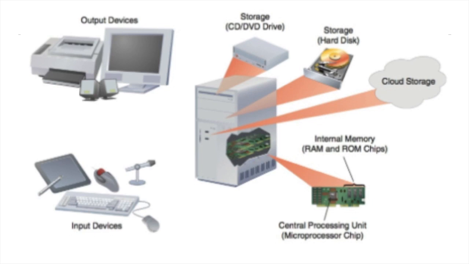RAM and ROM are known as the internal memory for the computer. And then CPU is the central processing unit. It is also known as the brain of the laptop and the computer. Input device is mostly the device that we use to put information and data into it.